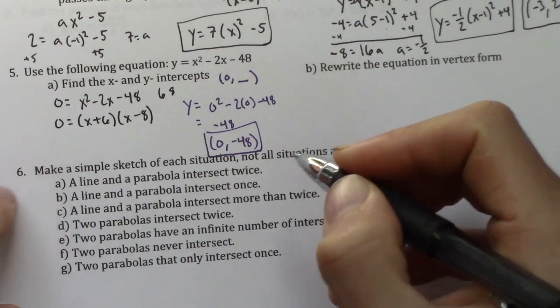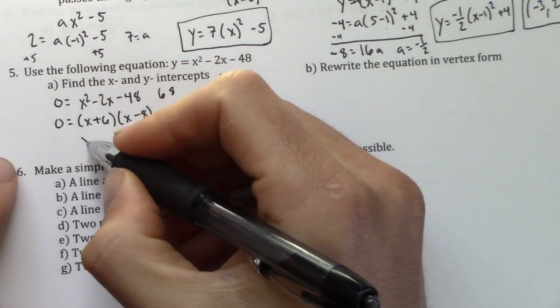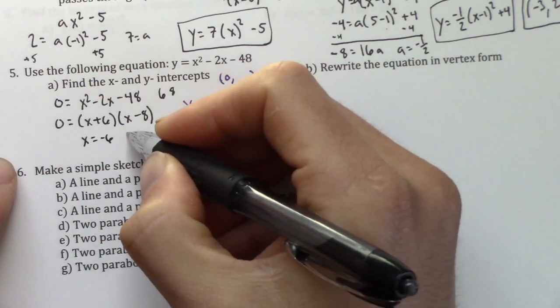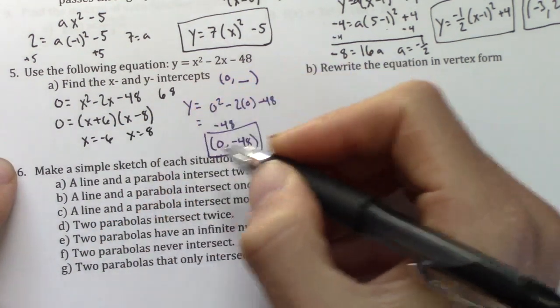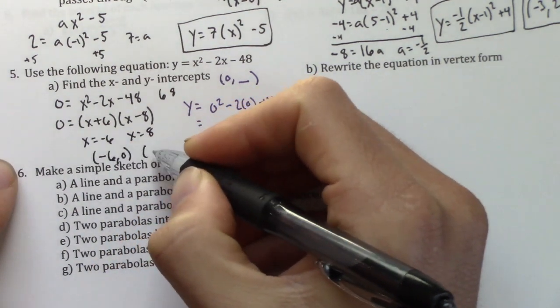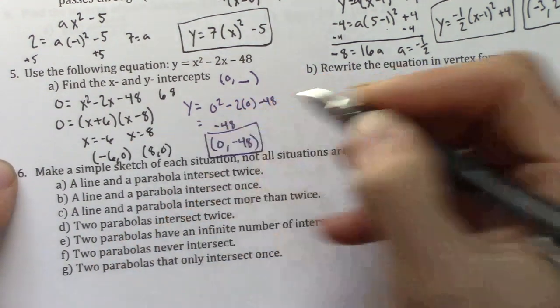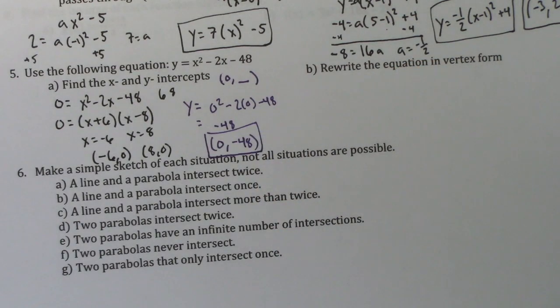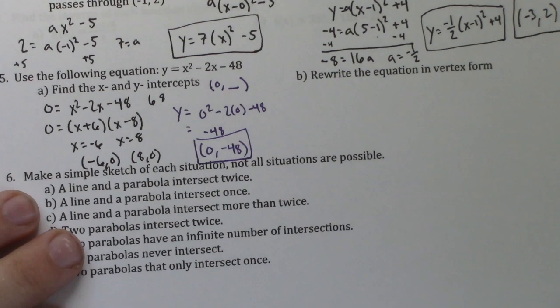Setting each piece equal to 0 and solving, we get that x is equal to a negative 6 and x is equal to a positive 8. And lo and behold, there are two x-intercepts, (negative 6, 0) and (positive 8, 0). We found our x-intercepts, we found our y-intercepts, and we are only 2 minutes into this problem.